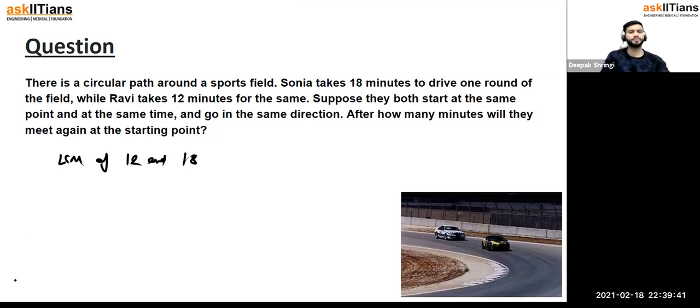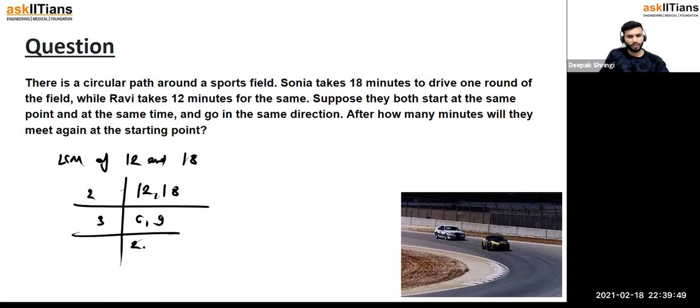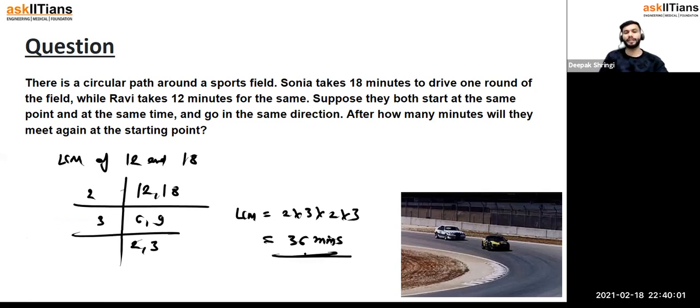So we'll get 12 comma 18 is divisible by 2 first of all. You'll get 6 and 9, it is divisible by 3 now. 3 2s are 6 and 3 3s are 9. So now what is the LCM? It's gonna be 2 into 3 into 2 into 3, right? So it's 36, right? So after 36 minutes, they will again meet.